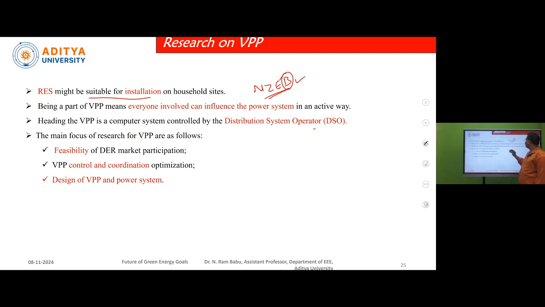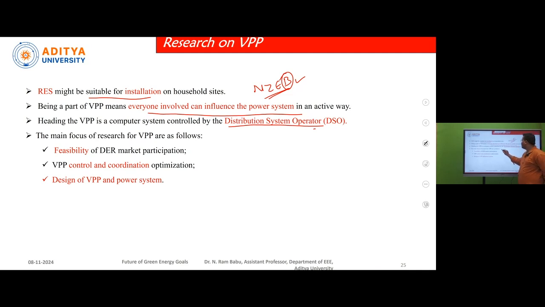Next one is influence on the power system in an active manner. That means how this virtual power plant is showing its influence on the power system. And the third one is distributed system operators. How the operation takes place, how the control technique takes place, especially with the help of GPS technology, GSM technology. Apart from this, how the monitoring takes place, and how cyber security threats can be detected. This is one of the scopes for the virtual power plant.